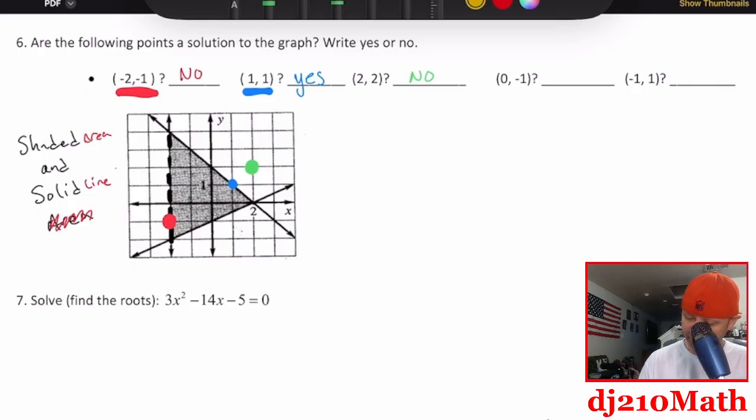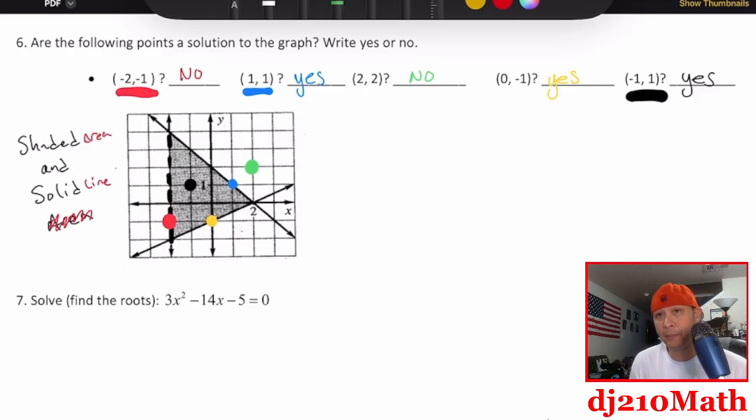I'm running out of colors. Let's go yellow. So 0, -1. All right. Shaded area. And it's on a solid line that's touching the shaded area. So yes, this is a solution. And then finally, -1, +1, black dot. It's in the middle of the shaded area. So yes, this is definitely a solution.